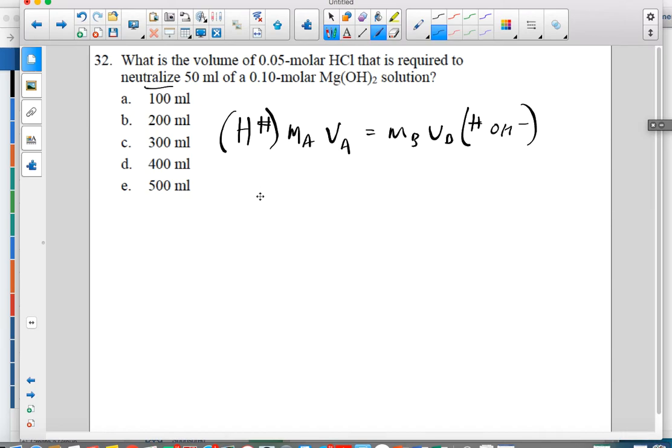Now, think about this. I'm going to pop in values. I have to pay attention to the number of H's and the number of OHs. So there's going to be 1 there, and there's going to be 2 there. And then basically I'm going to pop in the values. They give me 0.05 molar HCl. They want to know volume, so that's going to be my X equals. And then in this case, I have 0.1 molar of the base, and then 50 is my volume there.